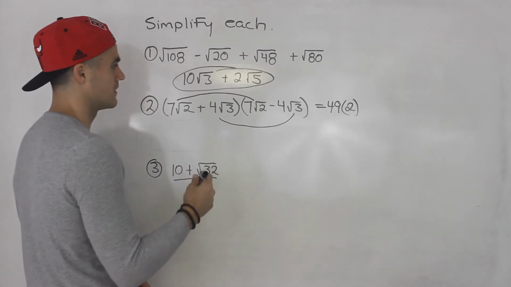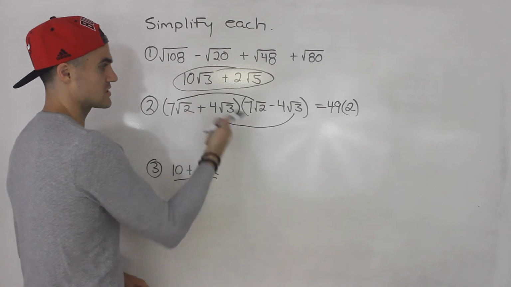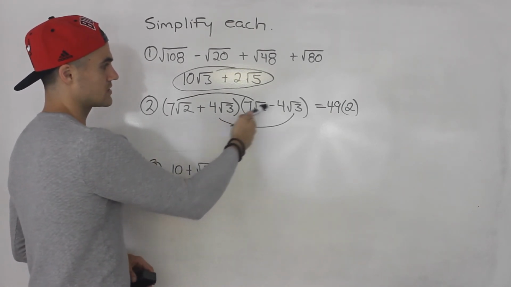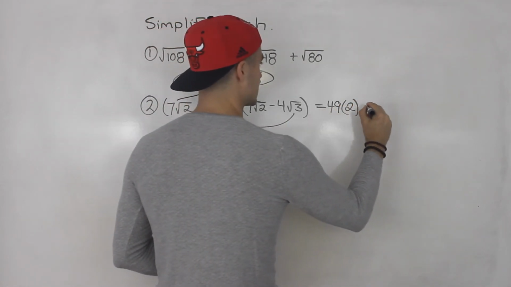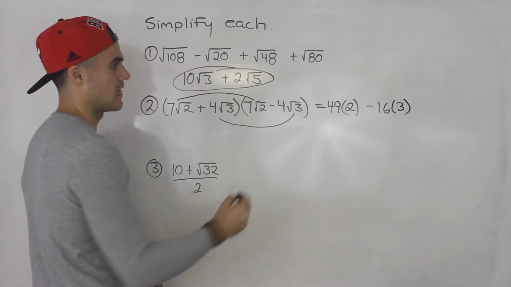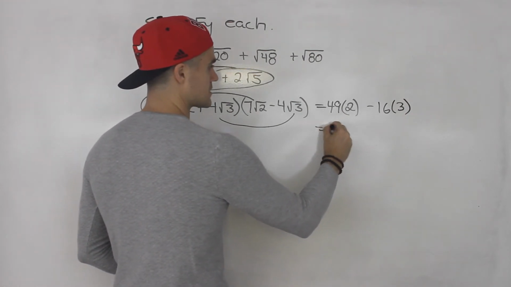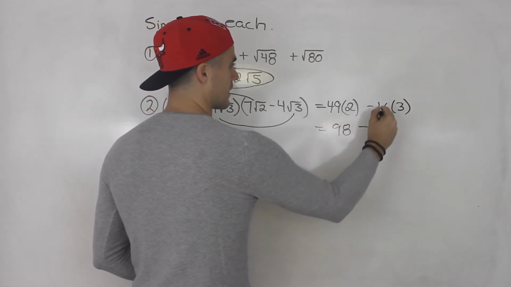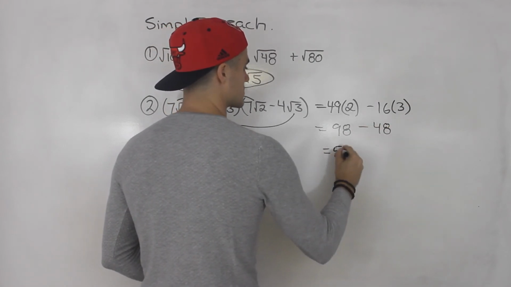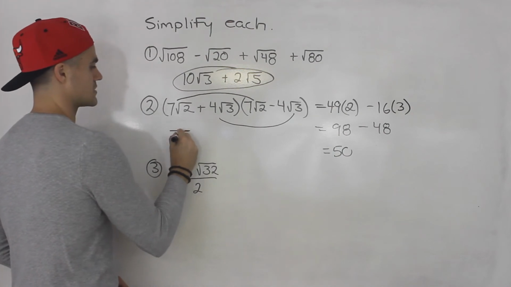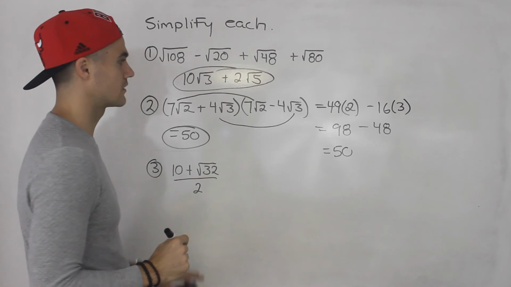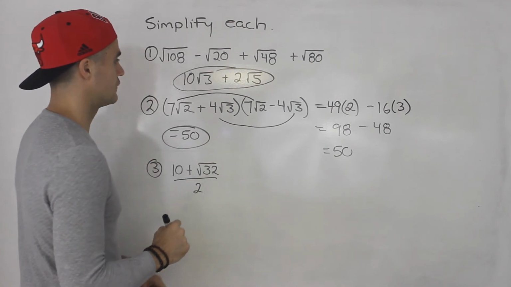You can if you want, but if you notice it's a difference of squares, you just have to multiply the ends by themselves. So 4 root 3 times negative 4 root 3, that would give us what? Minus 16 times 3, like that. And this would be 49 times 2 is 98, and then 16 times 3 is 48. 98 minus 48 gives us 50. So the answer to this is 50. And again, you could check it in your calculator and then see if you get 50.